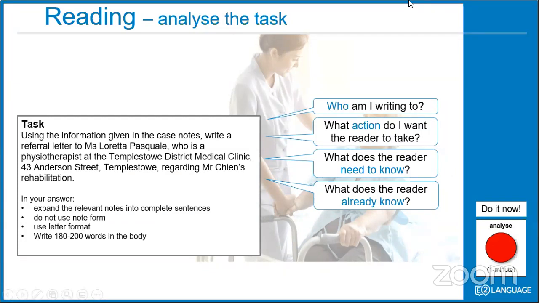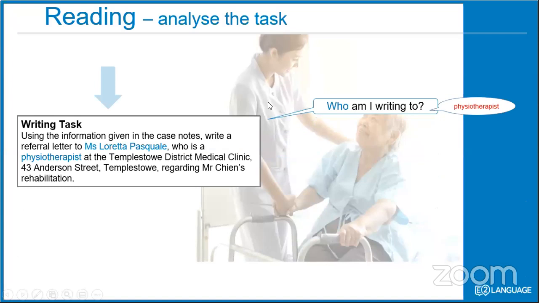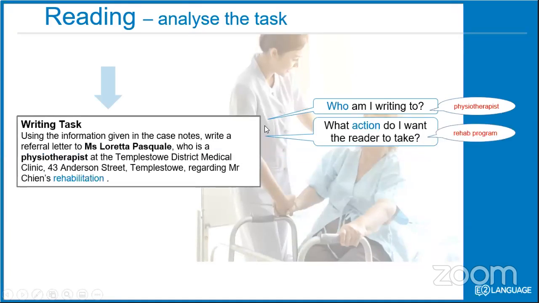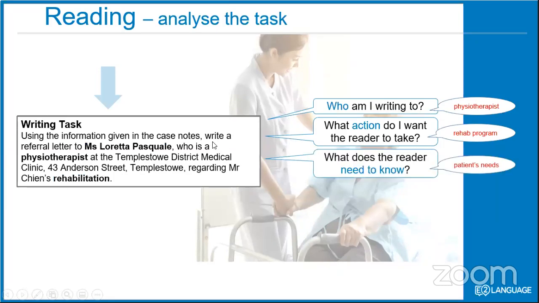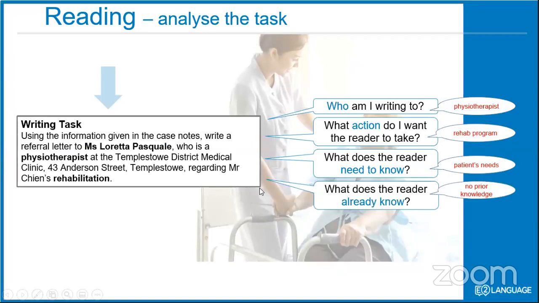Okay, so you don't need to take over long on this. As I say, 1 minute will suffice, 1 minute to work out the answers to the questions. Who am I writing to? The answer is the physiotherapist. What action do I want the reader to take? The answer is rehabilitation program. What does the reader need to know? They need to know the patient's needs. And what does the reader already know? The answer is no prior knowledge. Okay, so those are the questions posed and those are the questions answered. The answer can be no prior knowledge, and it's quite common when it's a letter of referral like this.